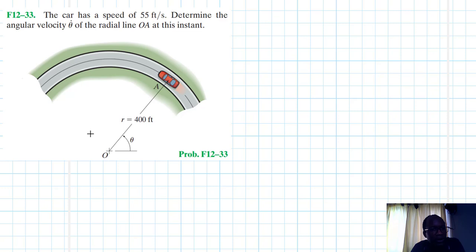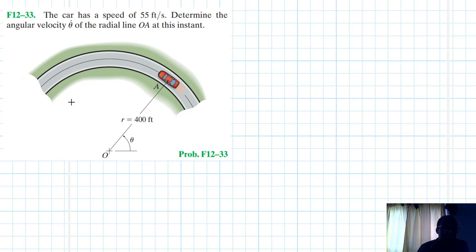The problem reads that the car has a speed of 55 feet per second. Determine the angular velocity theta dot over the radial line OA at this instant. This problem is coming from Engineering Mechanics: Dynamics, 14th edition, by R.C. Hibbeler.